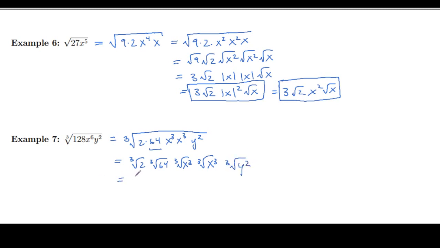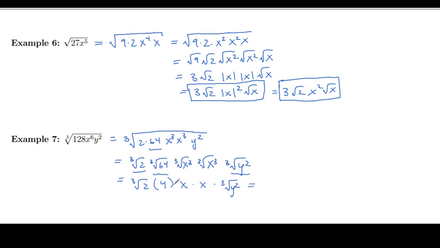So then this is done, this is done. So cube root of 2, and this right here is what? That was 4, right? 4 times 4 is 16, 16 times 4 is 64. Cube root of x cubed is x. And since these are both odd, we don't have to put absolute values there. This is also x, and this is the cube root of y squared.